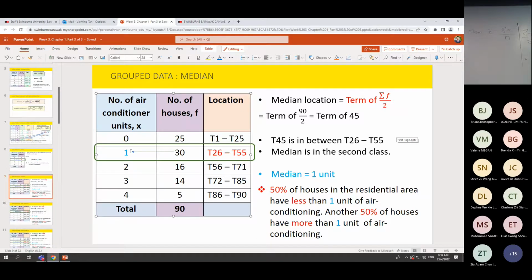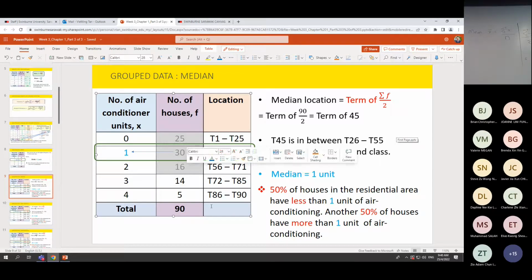Then the next class, the third class, should start from term 56. Why 56? Because before that it was 55, right? Until which term? Until term 71. How to get 71? That is 55 plus 16. Or you can use 16 plus 30 plus 25. I repeat, how to get 71 here? That is 16 plus 30 plus 25, sum these 3 numbers and you get 71. So far, okay?